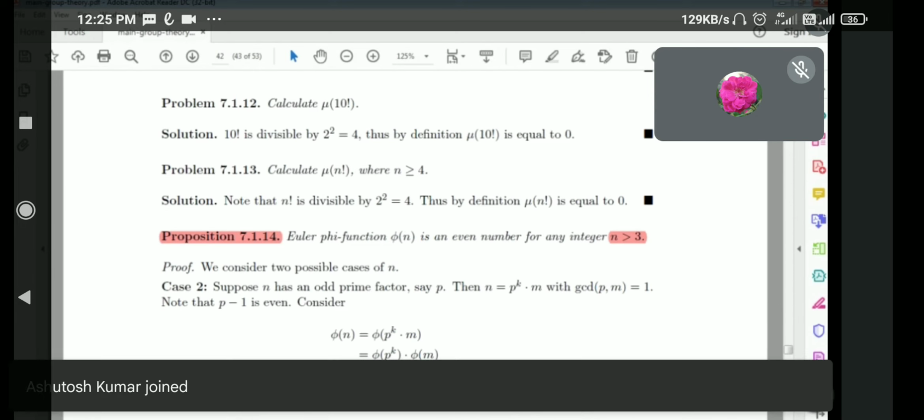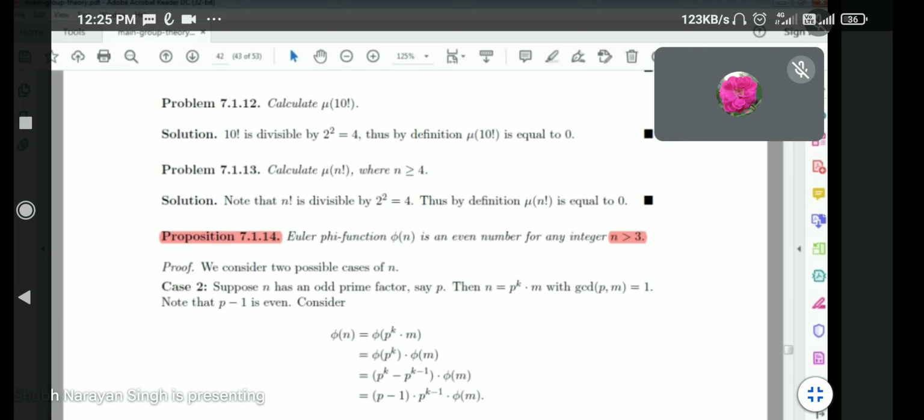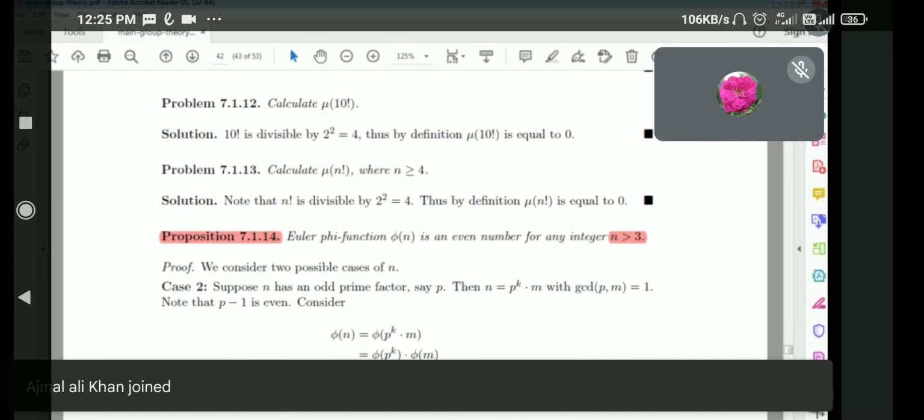If your n equals 100, then what is phi of 100? Anyone? What is the phi of 100? Can you compute?